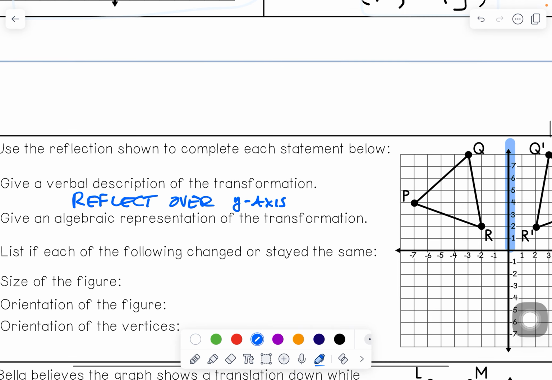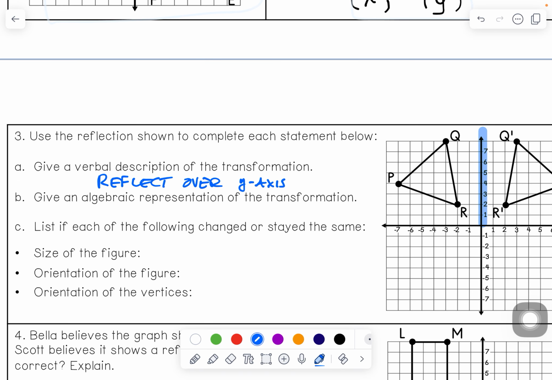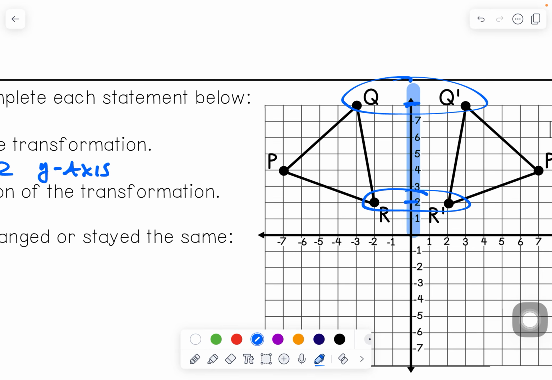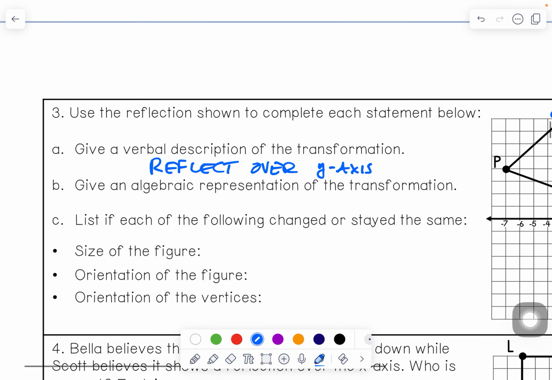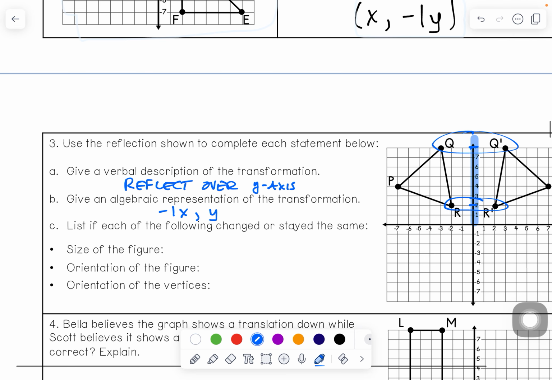All right, did the orientation of the vertices change? Now we're looking at the order in which they are, if we go clockwise or counterclockwise. If I start at, let's say, P, and I want to get to Q, I go clockwise, R clockwise, back to P clockwise. But over here, if I start at P and I want to get to Q, I have to go counterclockwise. Therefore, the orientation of the vertices also changed.